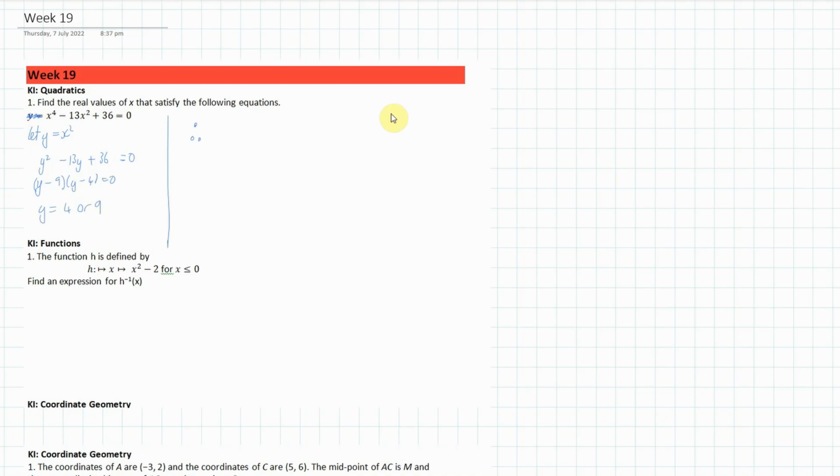Therefore, x is equal to plus or minus the square root of 4, or plus or minus the square root of 9, which is plus or minus 2, or plus or minus 3.